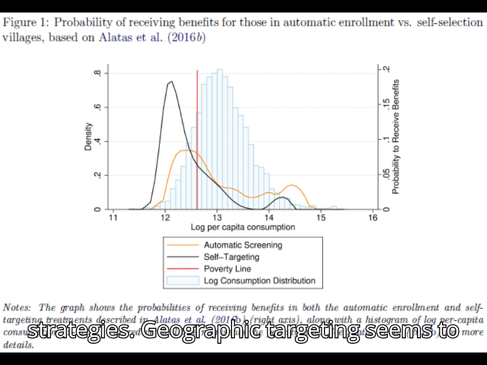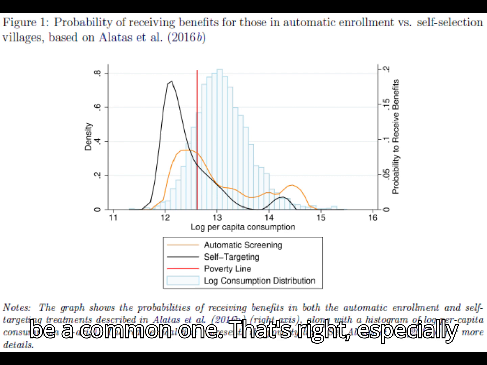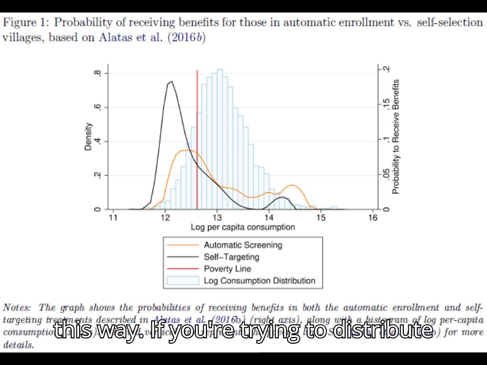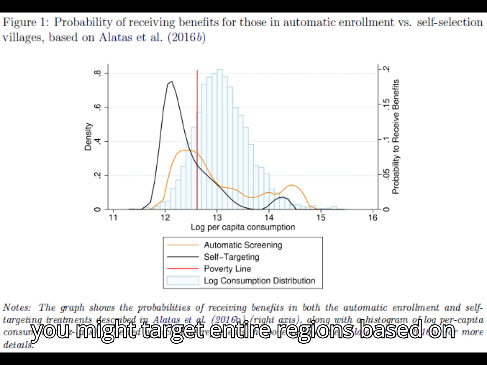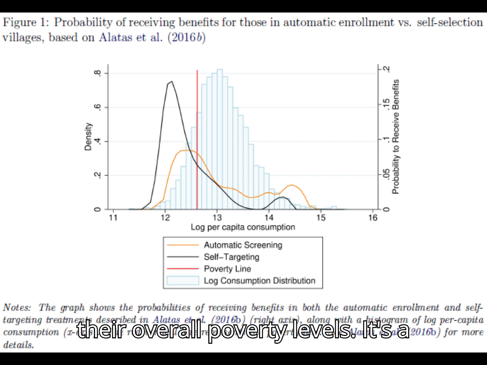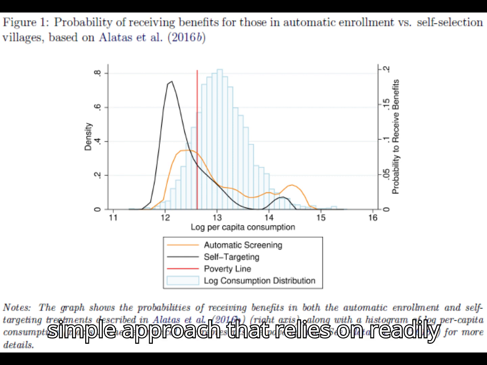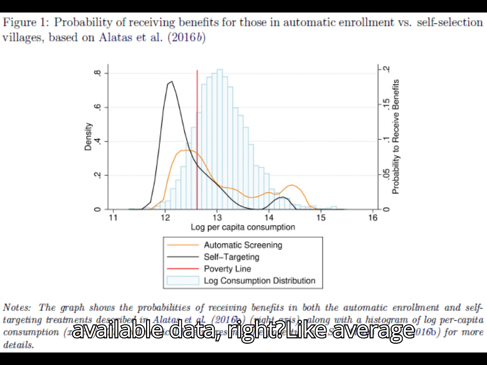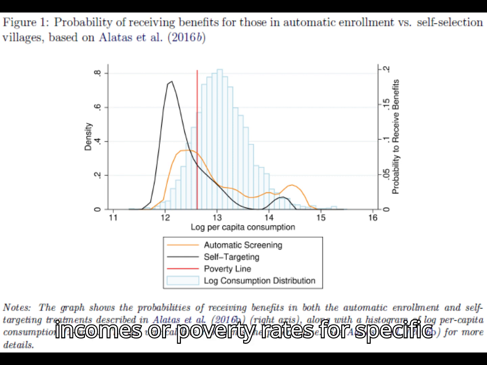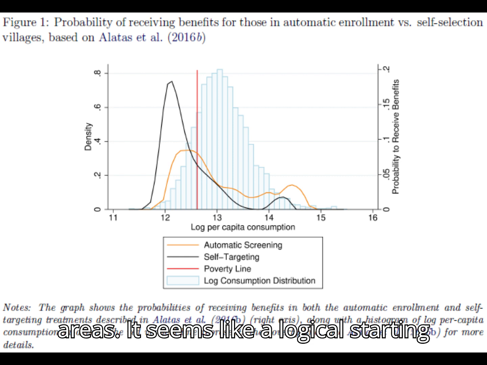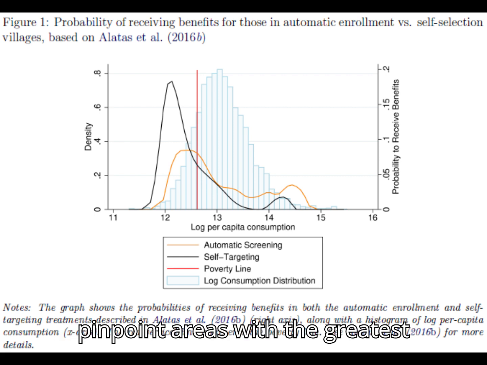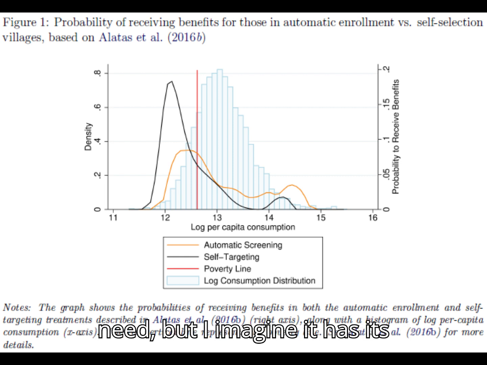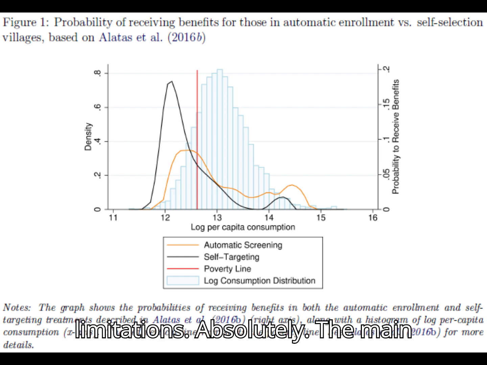Sure. Geographic targeting seems to be a common one, especially in larger countries. Think of it this way. If you're trying to distribute aid quickly and efficiently, you might target entire regions based on their overall poverty levels. It's a simple approach that relies on readily available data, like average incomes or poverty rates for specific areas. It seems like a logical starting point, using existing data to pinpoint areas with the greatest need. But I imagine it has its limitations.